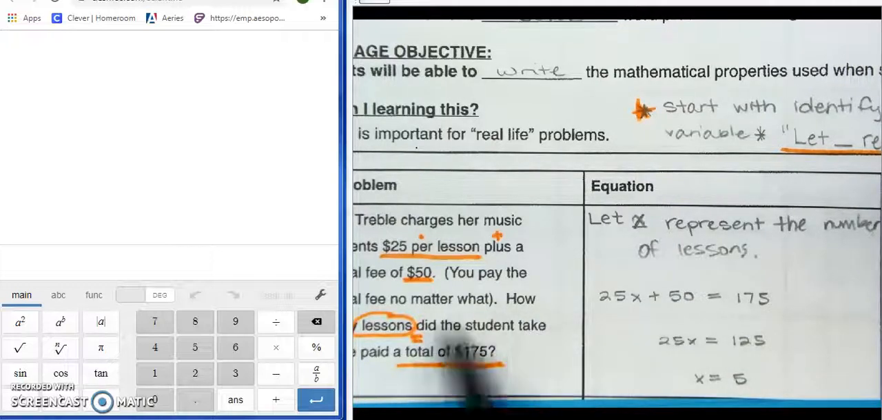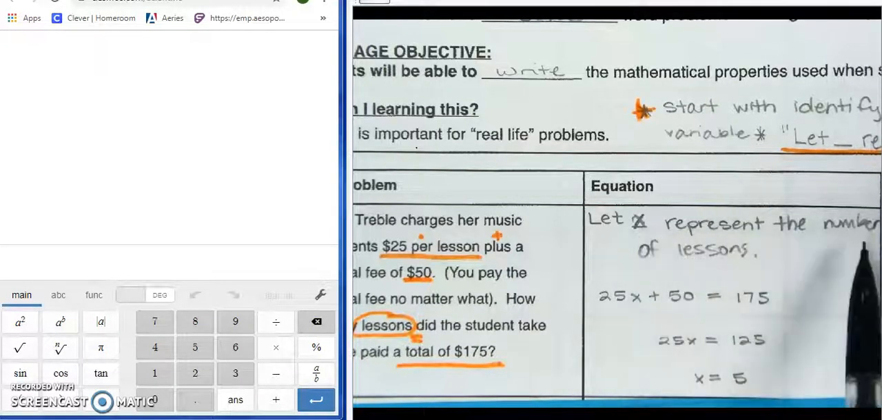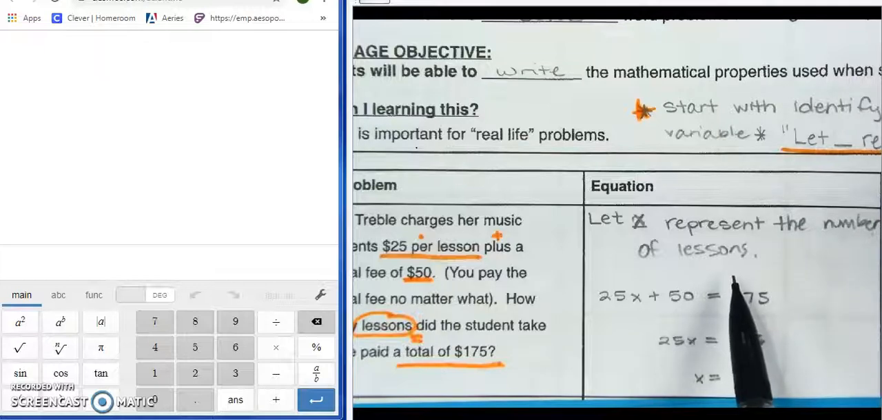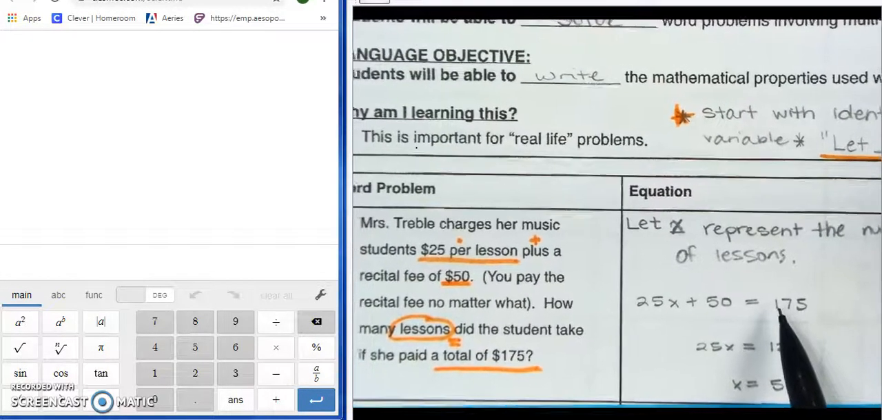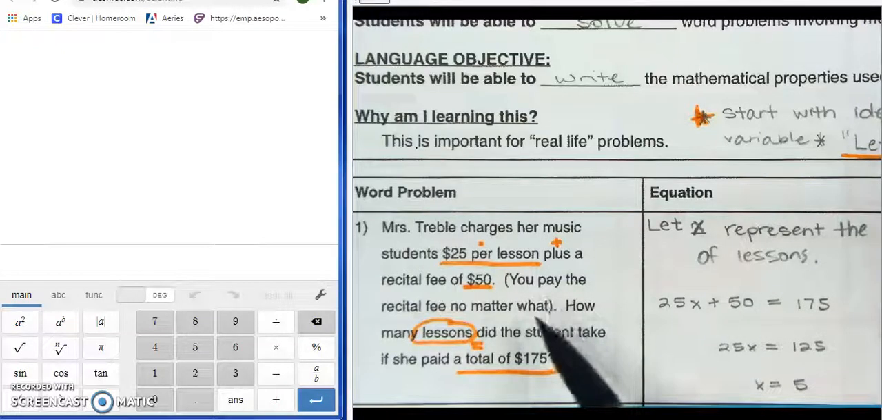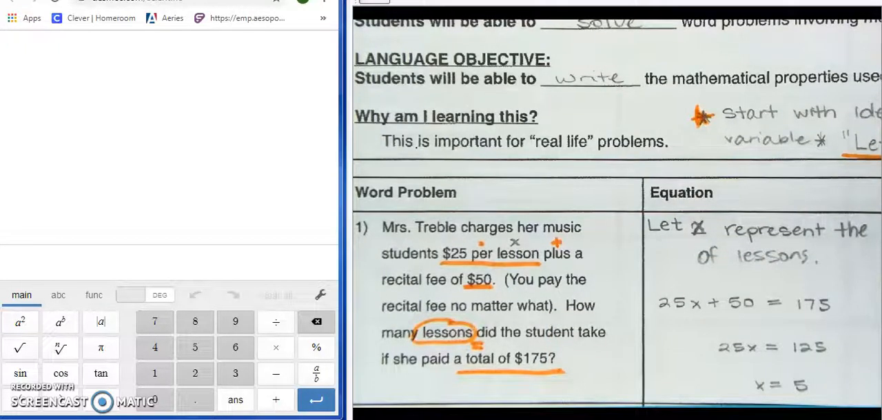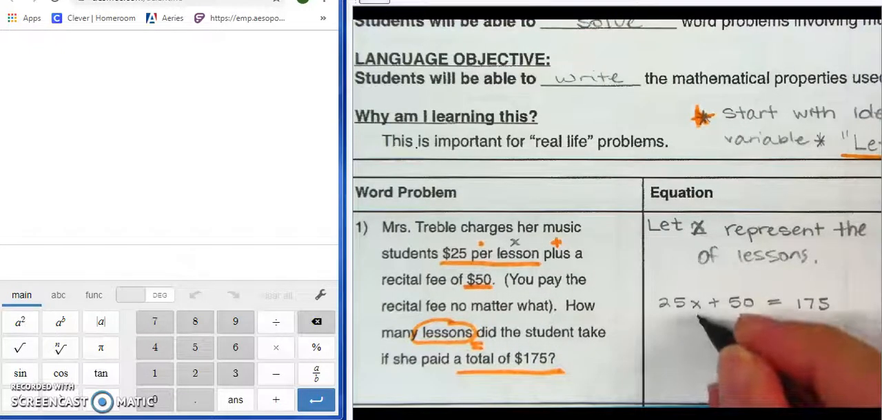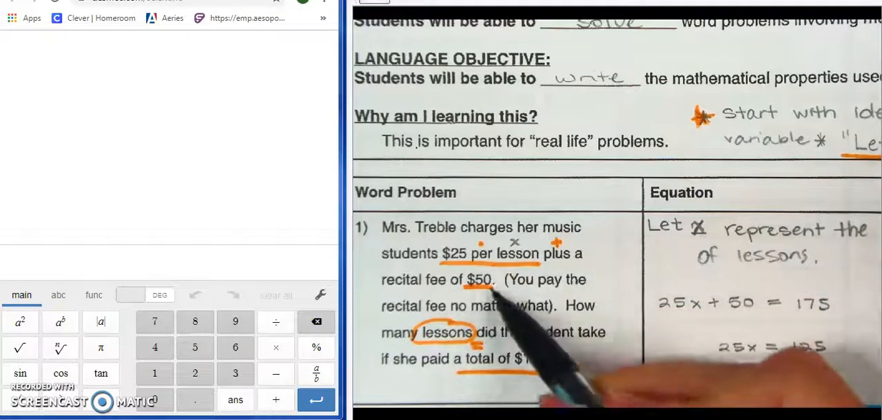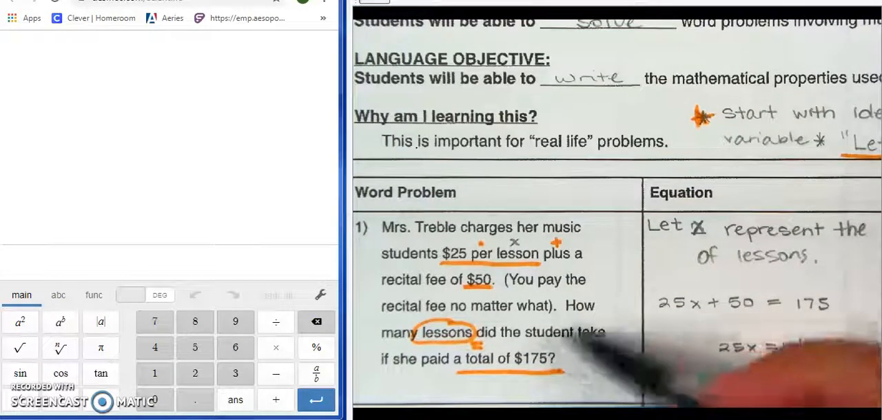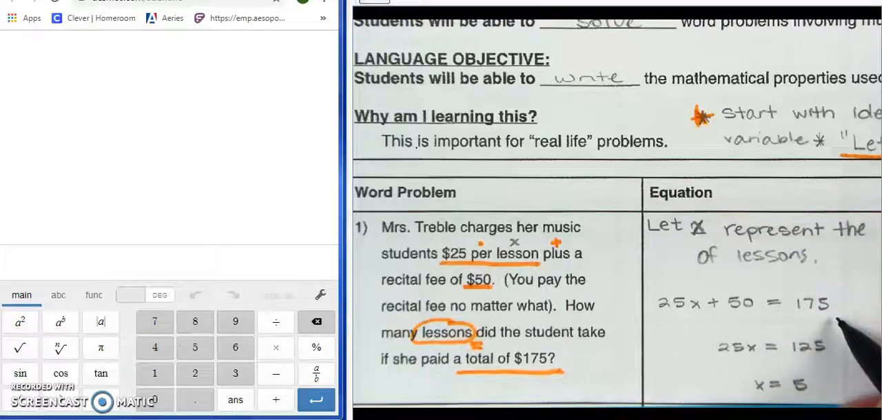So we start with the question, how many lessons did the student take if she paid that total? So let's let X represent what we don't know, which is the number of lessons. Then we go back and look at these keywords. All right, so now we're going to go back and look for the word lesson. Well, I see it right here. And so now I know I can fill in lesson. That's what we don't know. So we'll fill that in with an X. And now it's just a matter of reading it. She charges her music students $25 per lesson. So that means 25 times X. So 25X plus means plus a recital fee of $50. And her total equals 175.